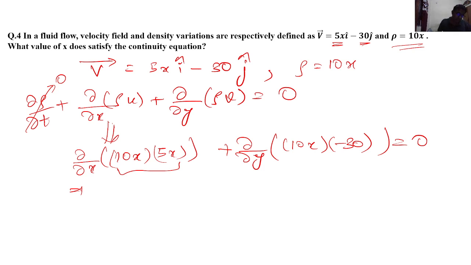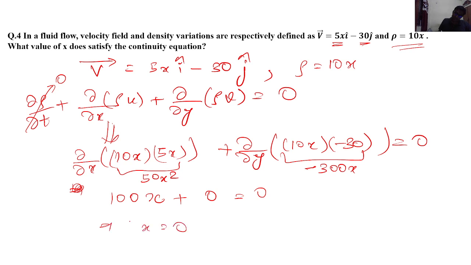So this will become 50x square, and the derivative of 50x square would be 100x, and this would be equal to minus 300x. So 100x plus 0 is equal to 0. So this gives x equal to 0.